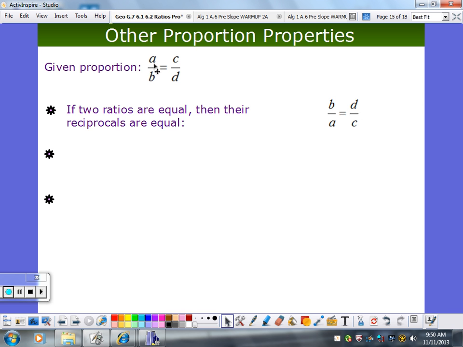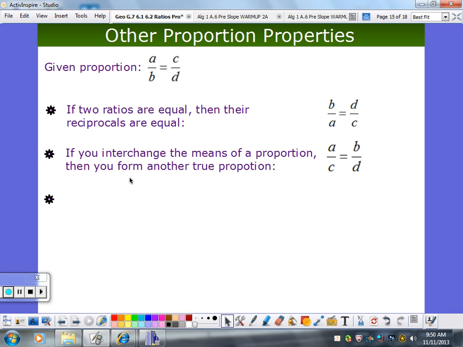Exactly. If you look at cross products, A times D equals B times C. Is that still true? A times D equals B times C. As long as your cross products are still true, you have an equivalent proportion. What else do we know? If you interchange the means of a proportion, now remember, these are the means, if you just swap them, so B goes up here and C goes down here, that's what I did here, you have another true proportion.